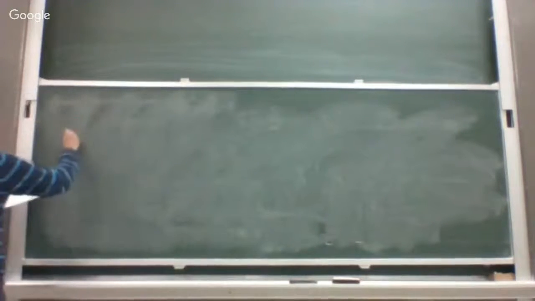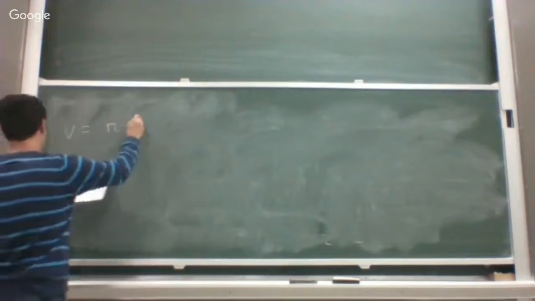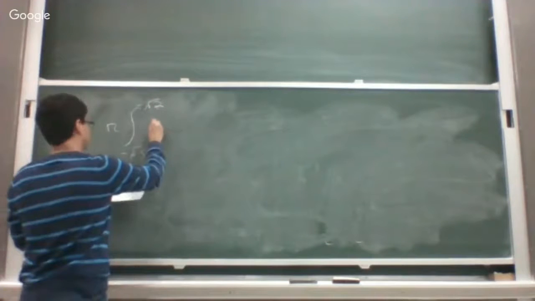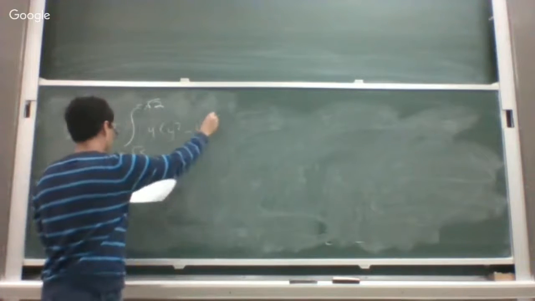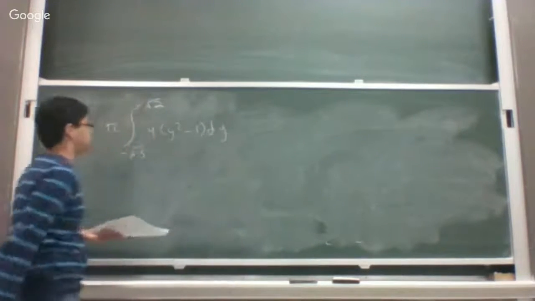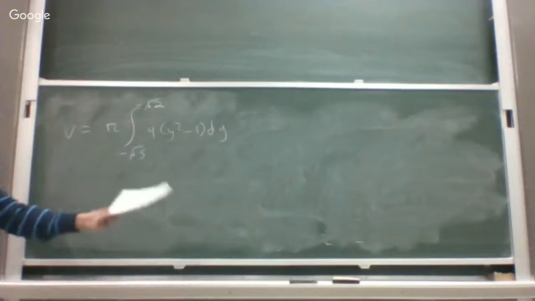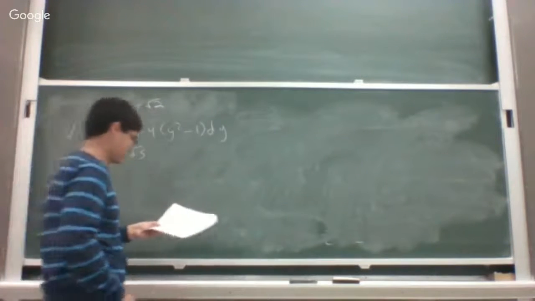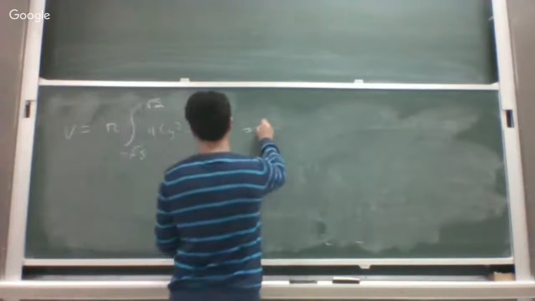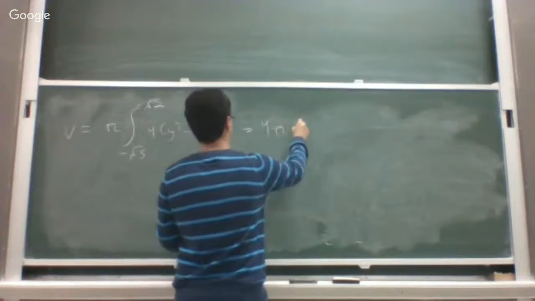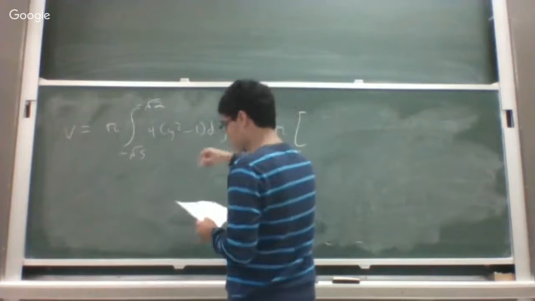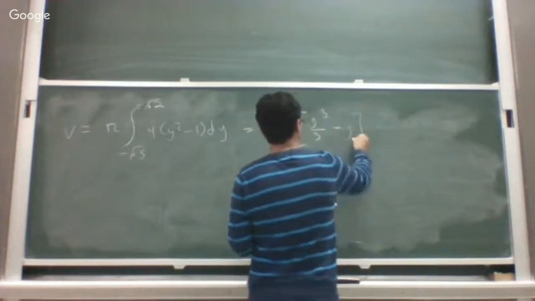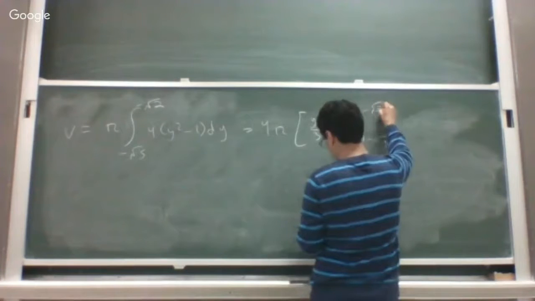So then our V is equal to pi, going from negative square root of 5 to negative square root of 2 of 4 times y squared minus 1 dy. And this you guys should be able to integrate. Do you want me to go through it all? Yeah. Always. Okay. So we have 4 pi. You do the integral of that, you get y cubed over 3 minus y, going from negative square root of 5 to negative square root of 2.